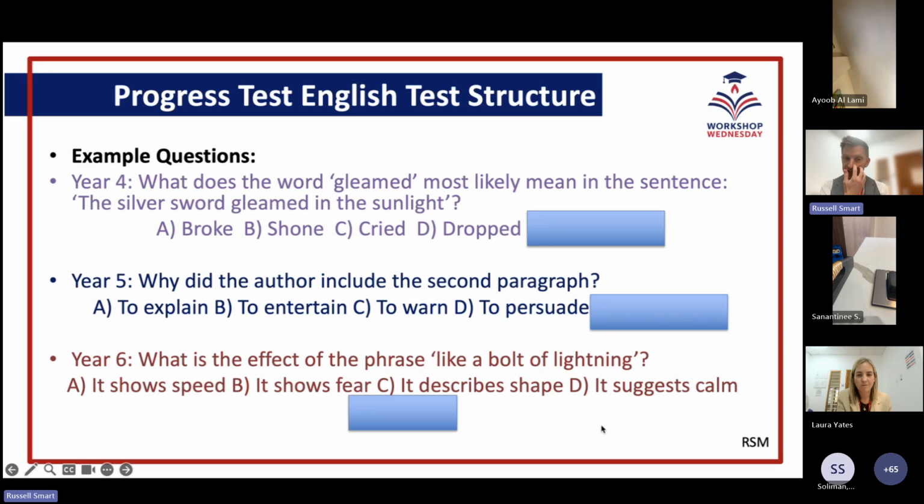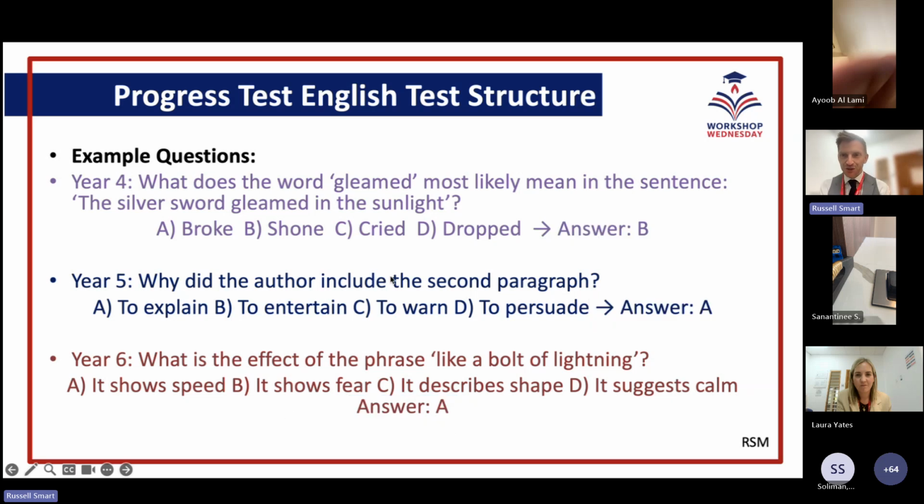Okay, example questions. I created these myself, but they are similar to what you might see in a practice test. I've tried to pick out ones for each year group. I'll let you have a scan over those. I won't test you, you don't need to write the answer in the chat, don't worry. We've got a vocabulary style question first in the year 4 example. They're given a sentence and asked to identify what the word gleamed might be within that sentence. The year 5 example is a bit more about the authorial intent of the text. And the year 6 example, again, a vocabulary and language example. There are the answers, just in case you're playing along at home.